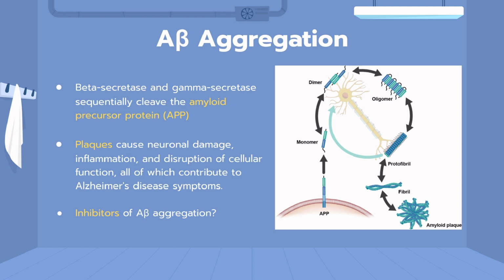These plaques cause neuronal damage, inflammation, and disruption of cellular function, all of which contribute to Alzheimer's disease symptoms. Extensive research has been conducted to identify possible inhibitors of A-beta aggregation with the hope of alleviating AD symptoms. These inhibitors suppress the development of hazardous A-beta species, stabilize non-toxic forms, and facilitate the clearance of aggregates.